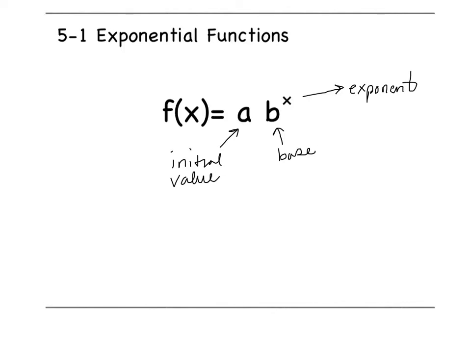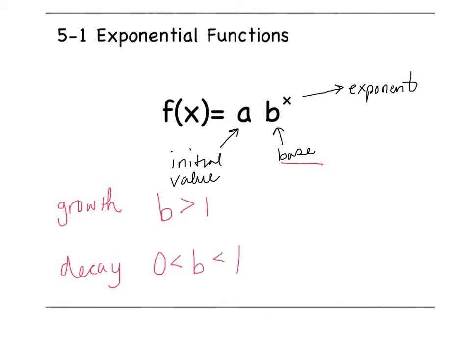There are two types, basically, of exponential functions. You have exponential growth and exponential decay. And the decay function, they all have to do with your base. So if it's a growth function, the base is going to be greater than 1. If it's a decay function, then the base is going to be between 0 and 1.